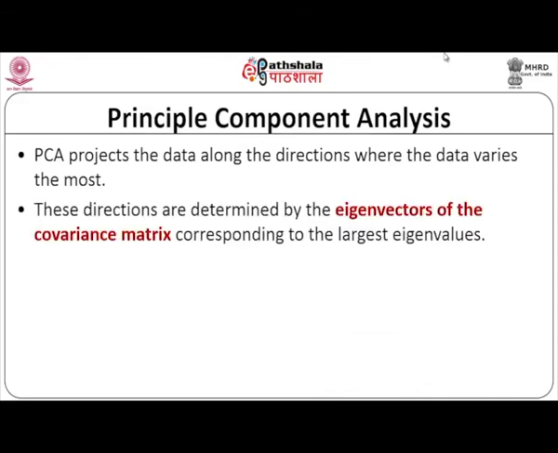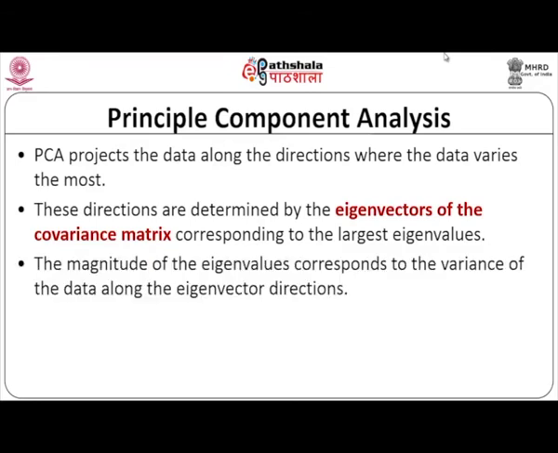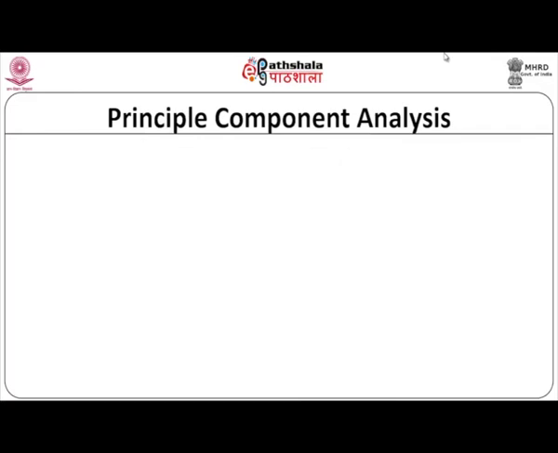These directions are determined. Now, how do we do this mathematically? This is determined by the eigenvectors of the covariance matrix corresponding to the largest eigenvalues. So, here we come across the linear algebra that we were talking about in the original modules. Here we need to find the covariance matrix and the eigenvectors of the covariance matrix corresponding to the largest eigenvalues. The magnitude of the eigenvalues corresponds to the variance. So, the eigenvalues give you the variance along the eigenvector directions.